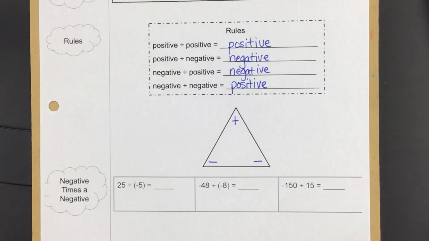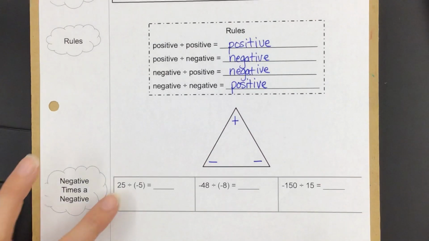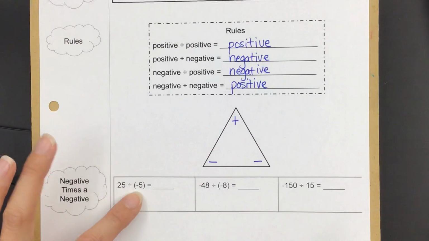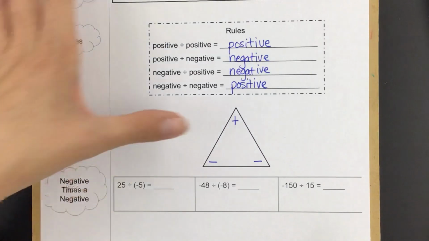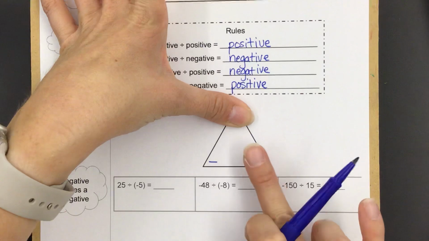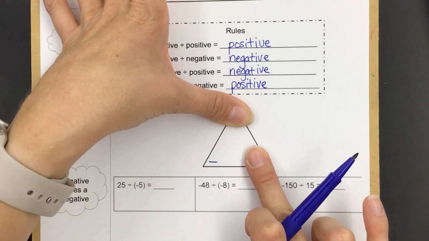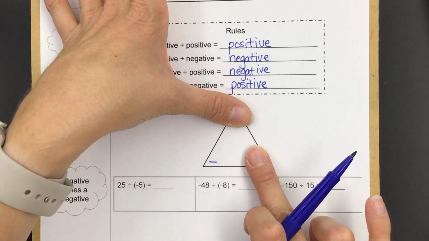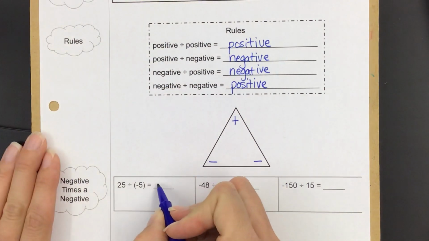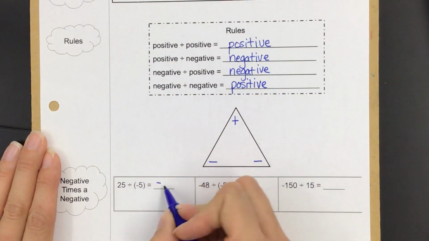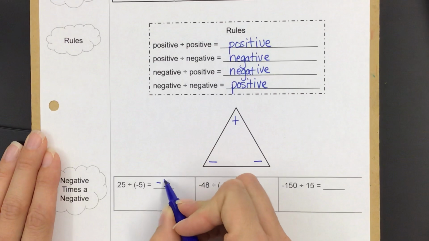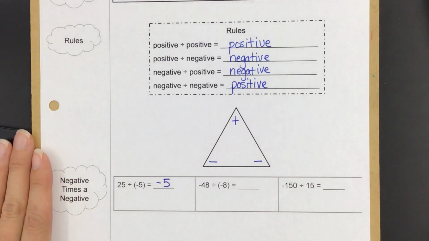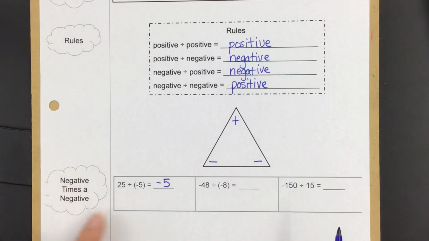So let's take a look at these 3 problems down here, okay? A positive divided by a negative. So I'm going to cover up a positive and a negative, and that tells us that our answer will be negative. And 25 divided by 5 will be 5. So the answer there should be negative 5. So positive divided by a negative is a negative.